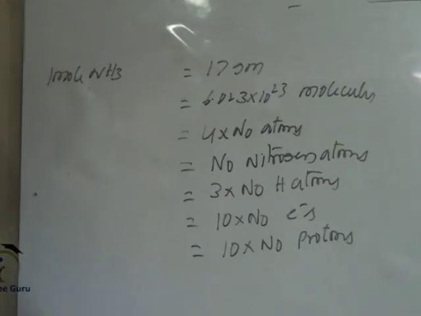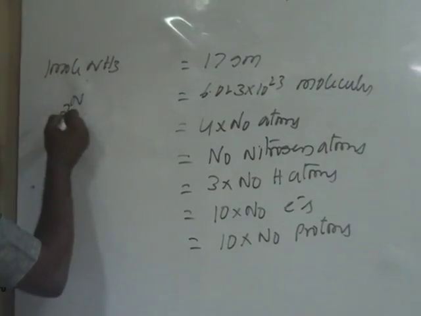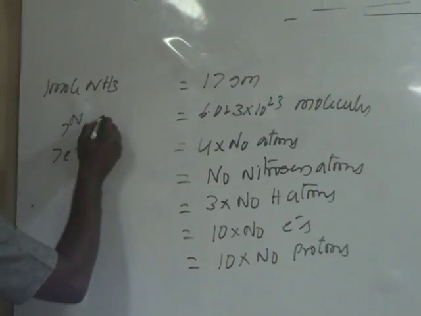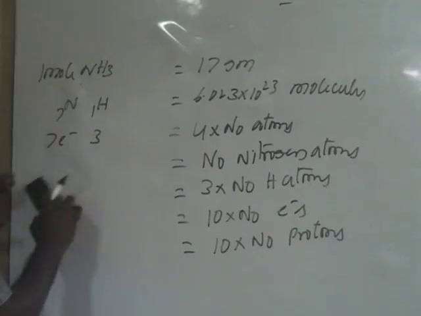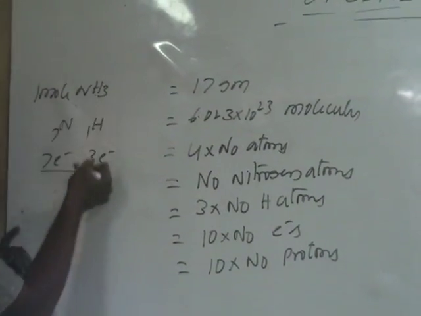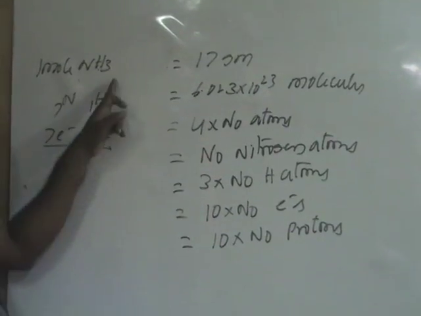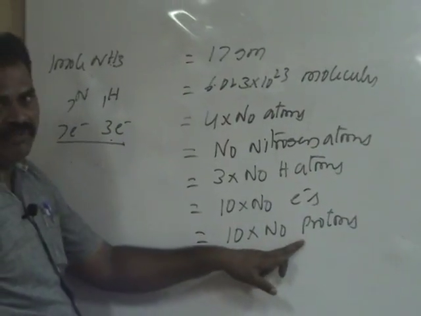The total number of electrons present in ammonia: the atomic number of nitrogen is 7, so it has 7 electrons, and hydrogen is 1, so it has 1 electron, but we have 3 hydrogen atoms, so 3 electrons. The total number of electrons in an ammonia molecule is 10, hence 1 mole ammonia contains 10 into Avogadro number of electrons, or 10 into Avogadro number of protons.